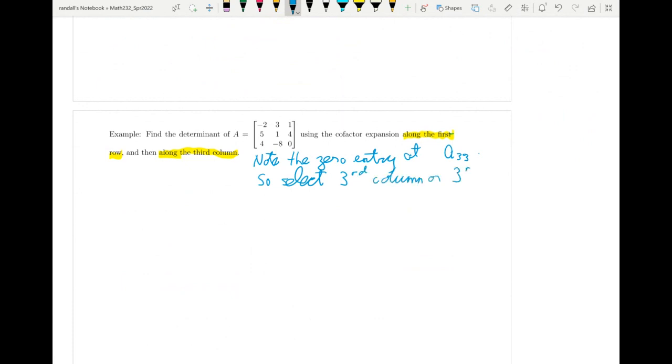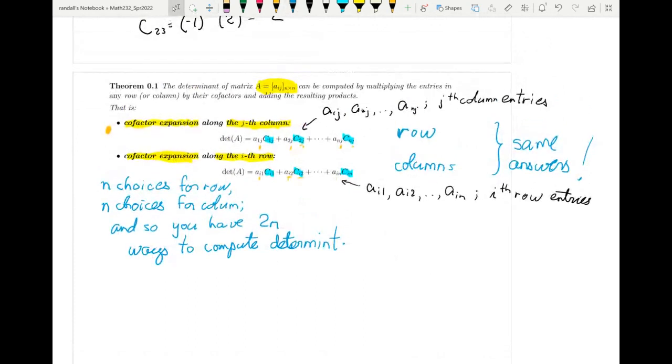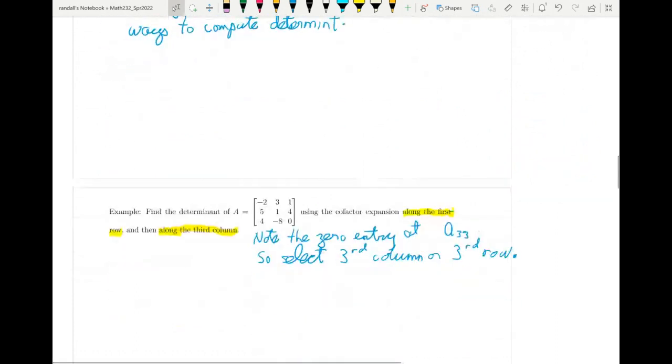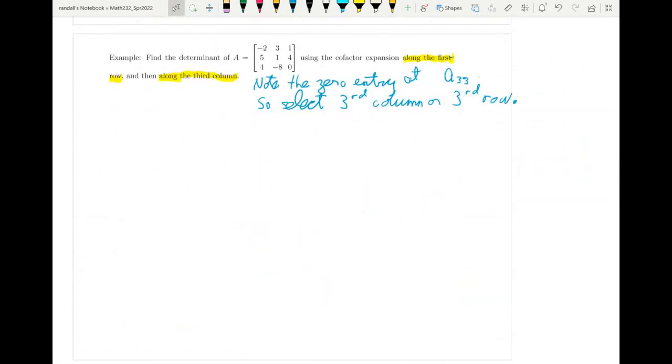or third row. Now I'll do something maybe a bit naive. I'll do the first row and then the third column. How's that? But that's one of the consequences of having all these formulas available to you: you can select which one to use in a given situation. If your matrix has no 0 entries, then it may or may not matter which way you do it. So let's show that this formula, the definition above, does give us the same answer.